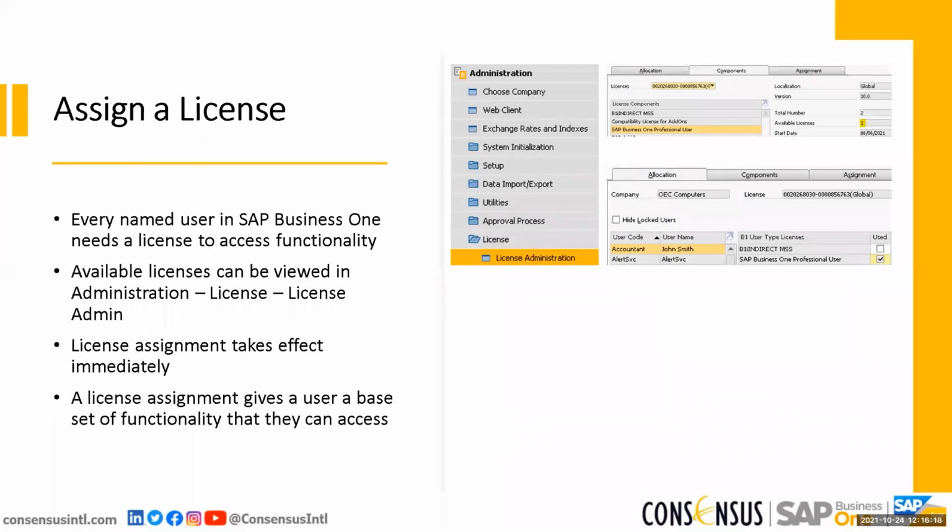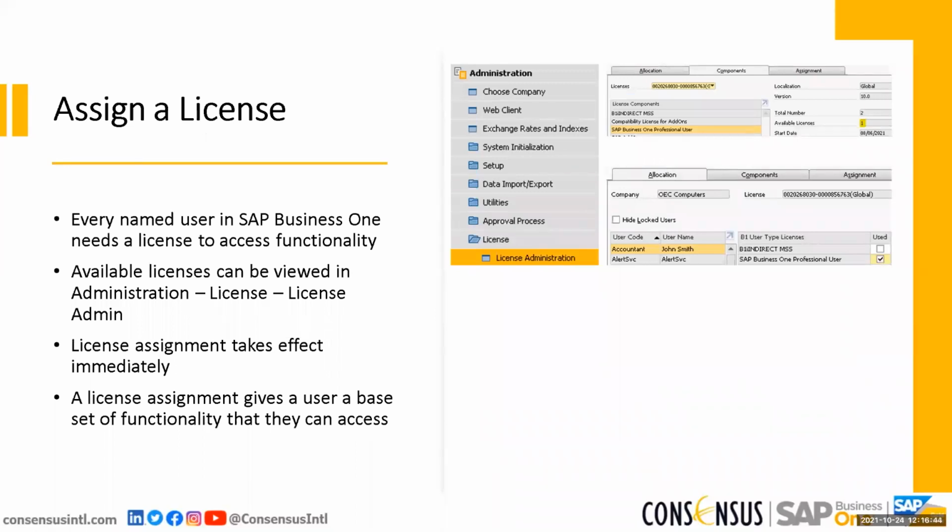Next, it's time to decide which license the user should have. Licenses have different functionalities. In general, the professional license has all of the functionality available in the system. This means access to every single one of the modules that you might see on the left-hand side or the menu structure inside the Business One client. Every named user, in our example, the named user is accountant, needs a license to access functionality.